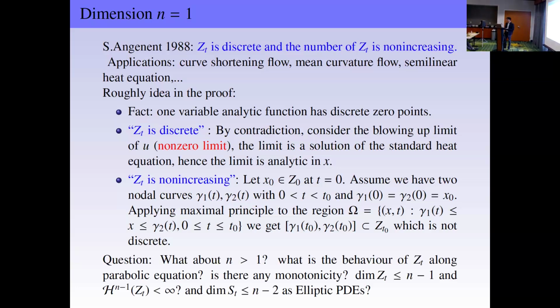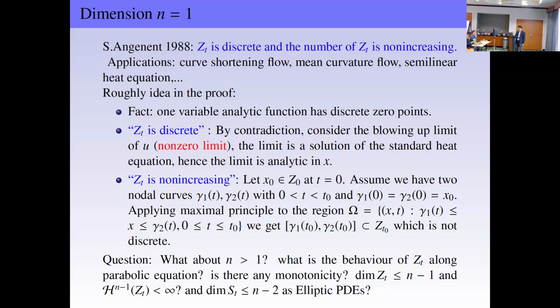what can we say about higher dimension? What is the behavior of the nodal set Z_t along the parabolic equation, and is there any monotonicity? Also the dimension of the nodal set, or the Hausdorff measure. And moreover, a naive question is whether the singular set has dimension less than or equal to n-2, as in the elliptic case.